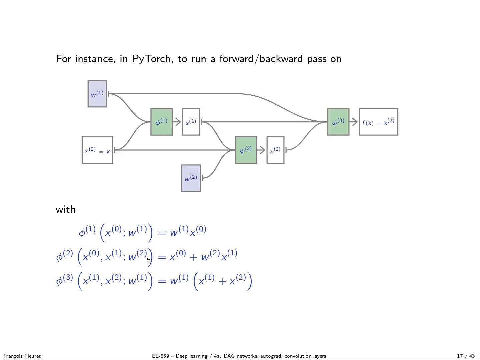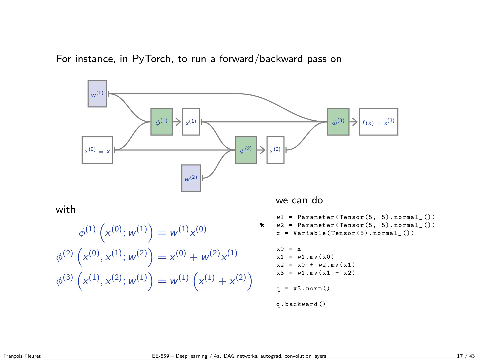So now in PyTorch, if we want to re-implement the little example we did in TensorFlow, if you remember, I would simply do like this. I would say W1 is a parameter, a random tensor of dimension 5. W2 is a parameter, a tensor of dimension 5, both filled with normal density. X is a variable, again size 5 normal, and then I just do my computation.